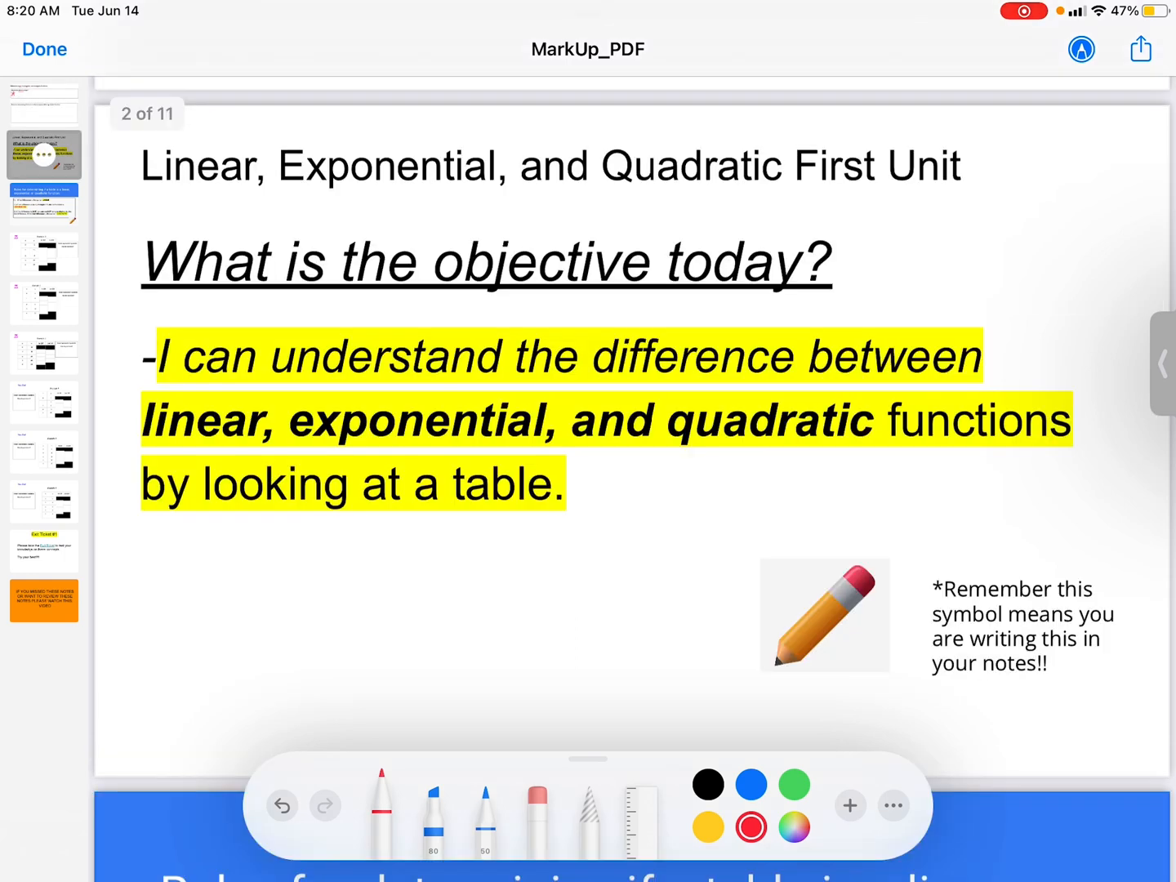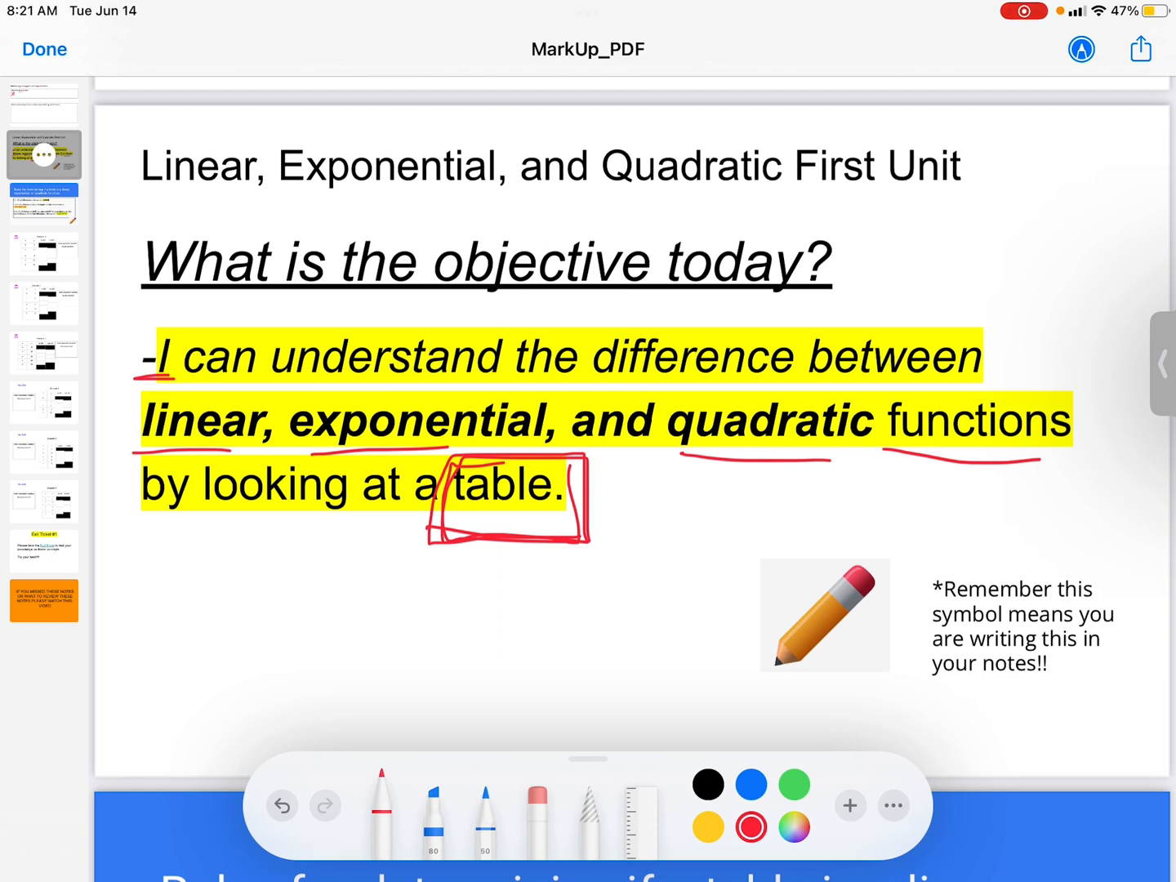So our objective is this yellow sentence. So again, go ahead and pause this video, type this out, or write it out. So our objective is that I, which is going to be you, can understand the difference between linear, exponential, and quadratic functions by looking at a table. So we are only covering tables today. We'll add to that later on and do equations and graphs and pictures, but right now we're just doing tables.